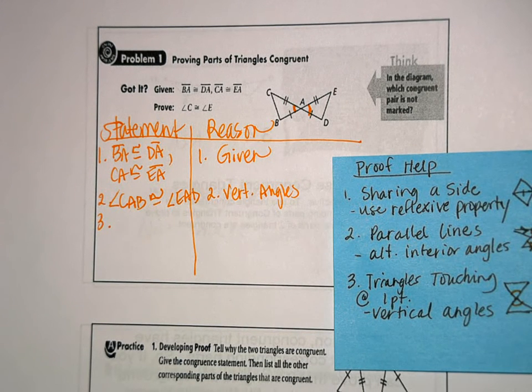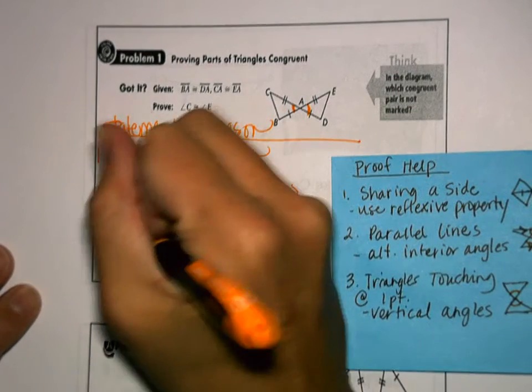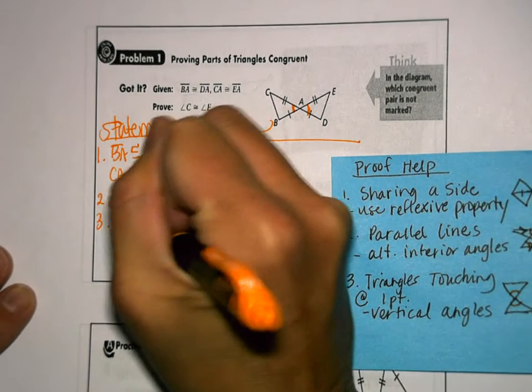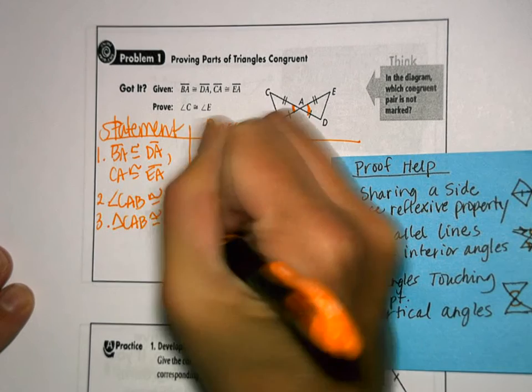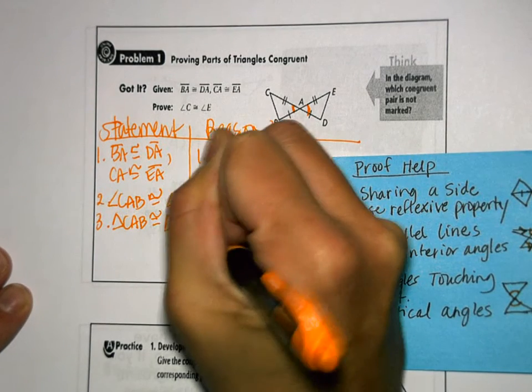Okay, so then 3 is where we are basically stating that the triangles are congruent. Are we all okay with that? Okay, so I'm going to put triangle CAB is congruent to triangle EAD.